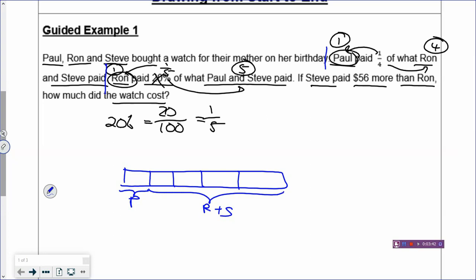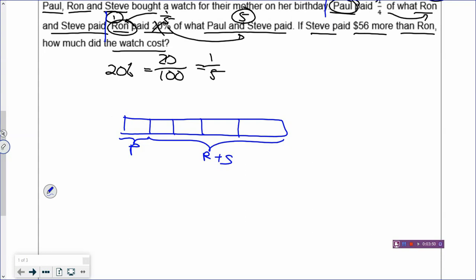Ron paid 1/5 of what Paul and Steve paid. So how do we do that? Isn't that the same 3 persons? Same 3 persons, and they are also paying for the same present. When you read the problem, you have to think about what is the same. Is there anything the same? We are still talking about the same 3 persons and the same present. So you should draw a similar rectangle, because this rectangle represents the money that they spend to buy the present, and it's the same.